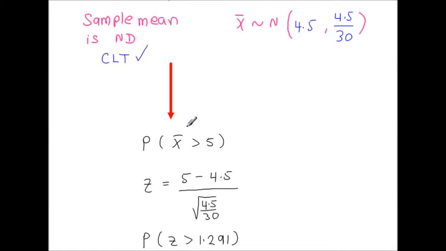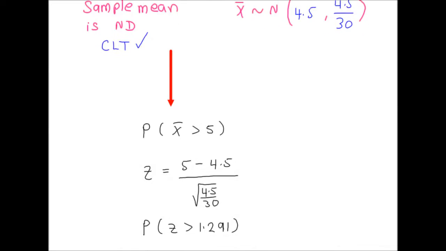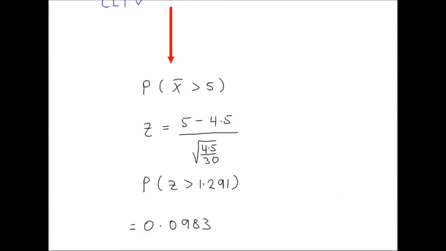Again, we can use this distribution for the sample mean to calculate probabilities. So we're standardizing 5. We're dividing by the standard deviation. So we're square rooting the variance here. So work out the z value, then use tables to calculate the probability.